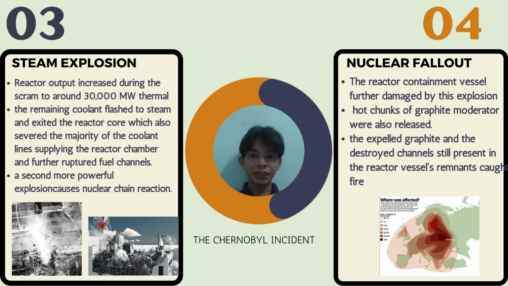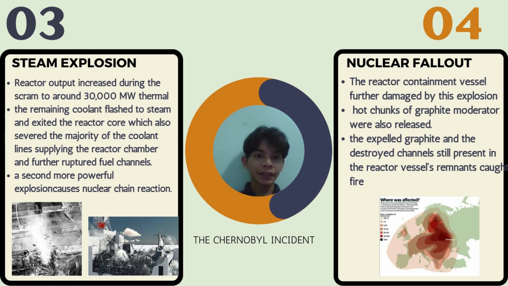This explosion is similar to a steam boiler exploding from excessive vapor pressure. As a result of this explosion, the remaining coolant flashed to steam and exited the reactor core, which also severed the majority of the coolant lines supplying the reactor chamber and further ruptured the fuel channels. There was also a second, more powerful explosion that scattered the damage and caused a nuclear chain reaction. As a result, this causes a nuclear fallout, which scattered around Ukraine, Belarus, and Russia.